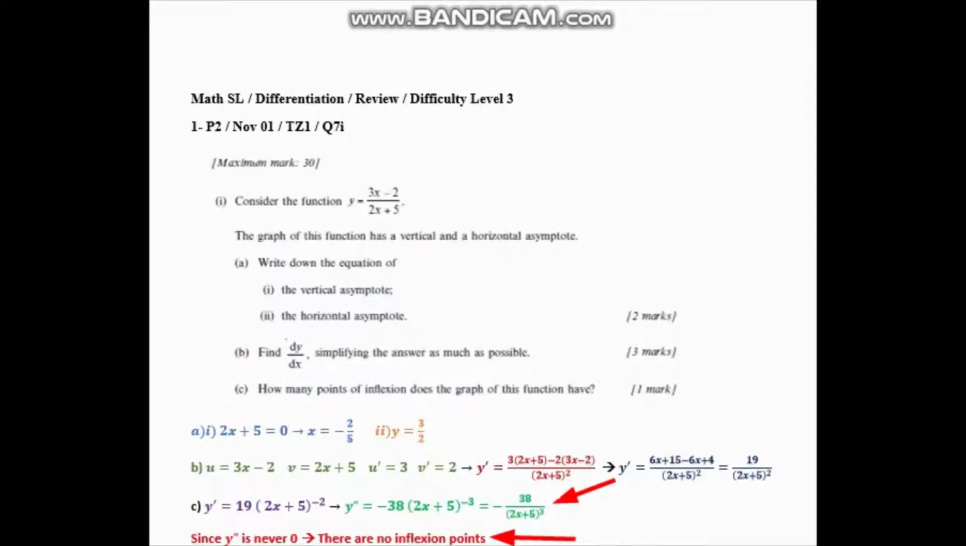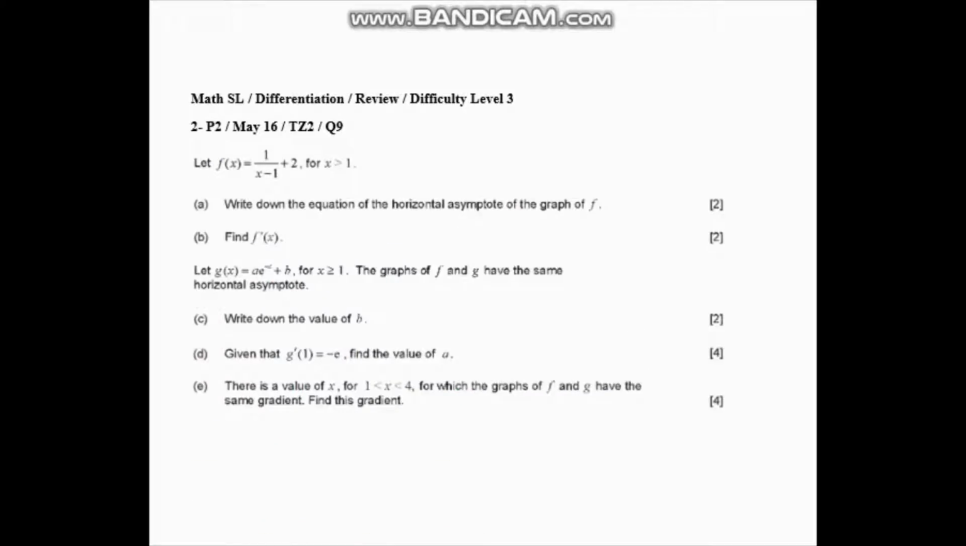So this concludes our first question. Take a minute to write this down if you will. I shall begin the second question shortly. So the second question came in paper 2, May 2016, time zone 2, question 9. Kindly take a minute and attempt to solve, and the answer shall follow through shortly.